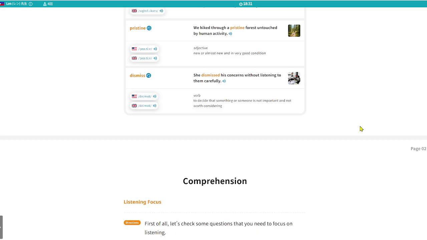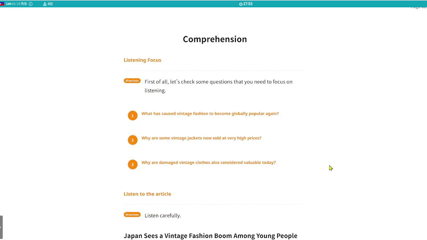When I was young, I often dismissed my parents' advice. Okay, so your sentence is, when I was young, I often dismissed my parents' advice. Yes. Okay, thank you so much for making that sample sentence. Koki, do you have any question about words and phrases? No question so far. Okay, so let's move on to the comprehension part.